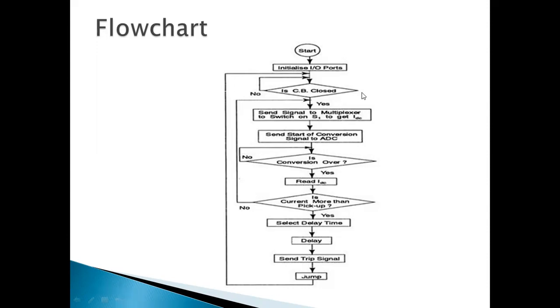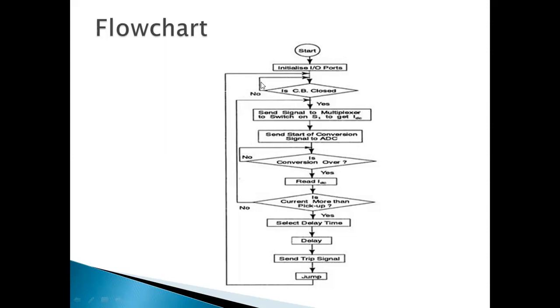So here, this circuit breaker contacts are always closed because the circuit breaker is connected in series with the circuit to be protected. When the circuit breaker contacts are closed, it is a normal condition. And if the circuit breaker contacts are open, it means a fault has occurred here.